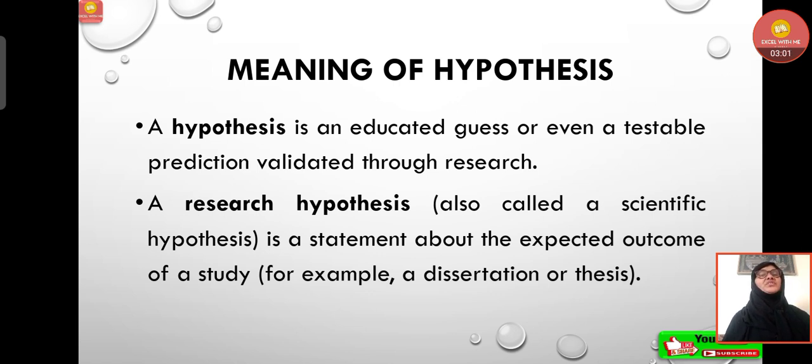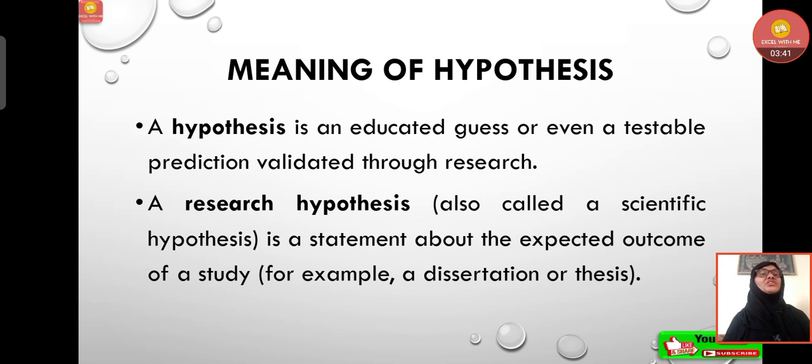Now, meaning of hypothesis. A hypothesis is an educated guess or even a testable prediction validated through research. A very important definition of hypothesis. This is educated. Already we got education related to our research problem through our review of literature. That is an educated guess, not just predicting things that are illogical. Logically we are guessing the solution. Or even a testable prediction; the evidence is tested also. We see through the review of literature, then we predict and then we validate through hypothesis.